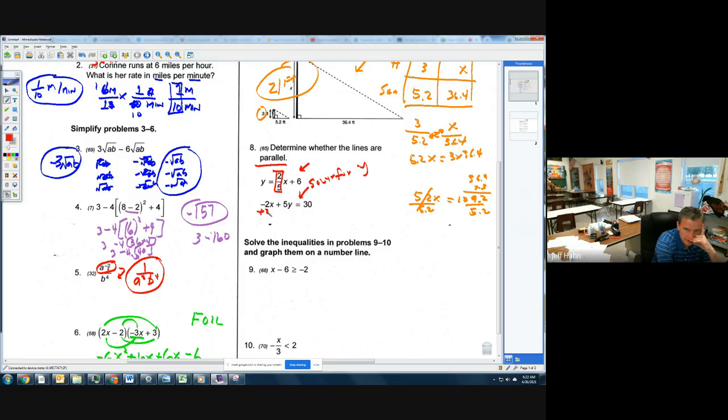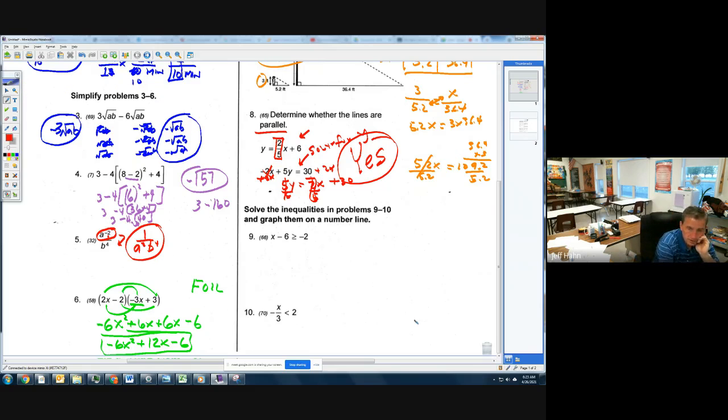I just move my 2x to the other side, which means I'm going to rewrite it like this. 5y equals, I move the 2x to the other side, so I add 2x to it, plus 30, and then I just need to divide by 5. And you can stop right here. You don't need to worry about this because I'm only worried about the slope. And the slope is 2 over 5, 2x. So the answer to this is an overwhelming yes, they are parallel. Very nicely done.